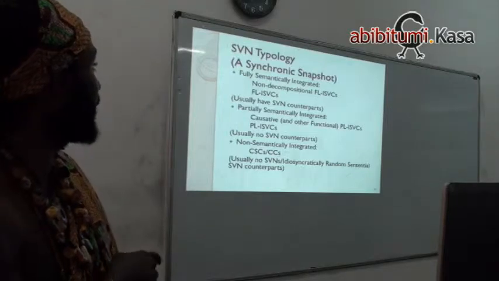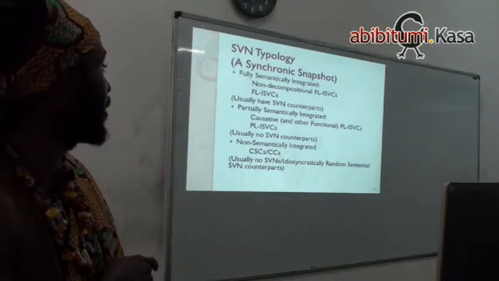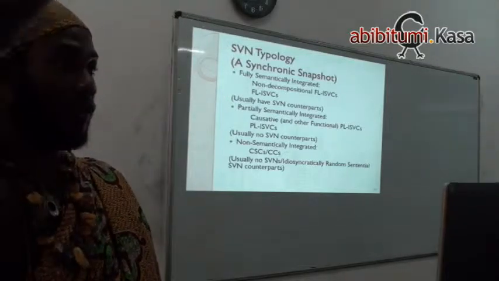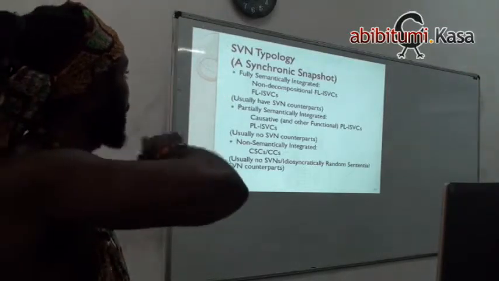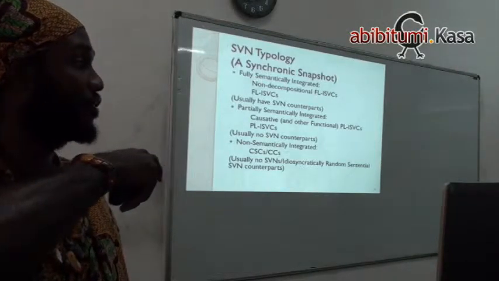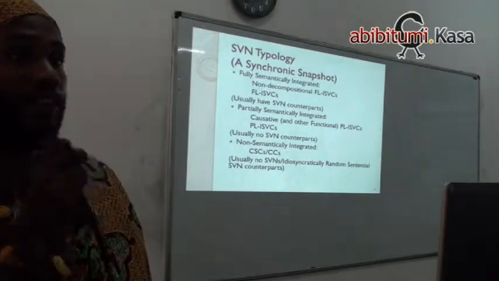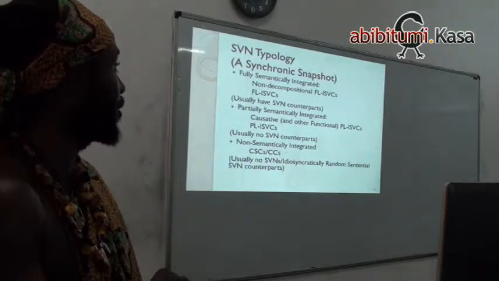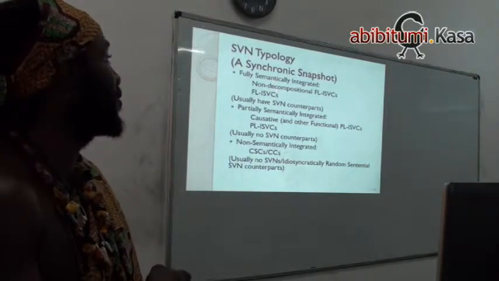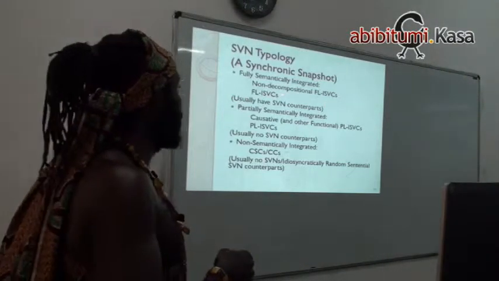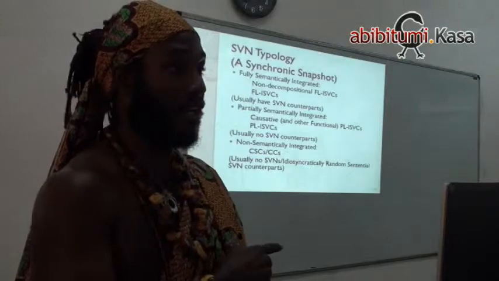So we see that fully semantically integrated, this is again a scale. So we're seeing these as moving up and down the scale, where at the top of the scale are non-decompositional FLISVCs, those that are so semantically integrated we can't even pick them apart to come up with the meanings of the individual ones. And also other FLISVCs. And the typological pattern is that these typically have SVN counterparts.